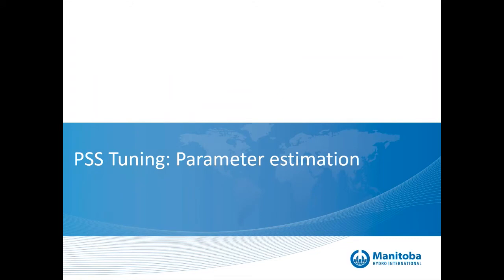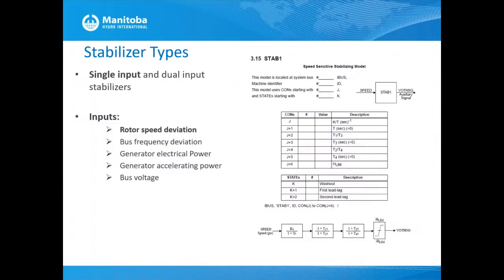So let's go and see how we estimate parameters for the PSS. For that, we need to have a stabilizer. And there are different types of stabilizers, as I mentioned before. Single input and dual input stabilizers are common. And again, the input can be various quantities. It may be rotor speed deviation, bus frequency, generator electrical power, generator accelerating power, that's the difference between electrical and mechanical power, or bus voltage.